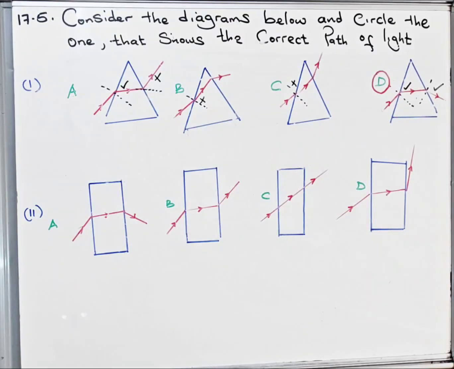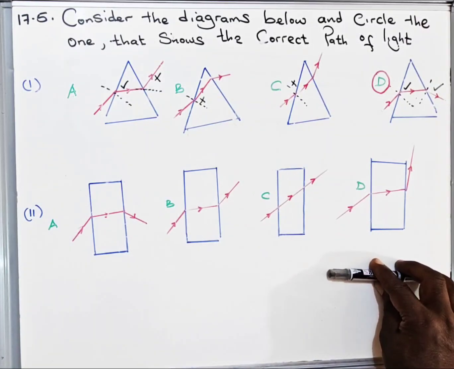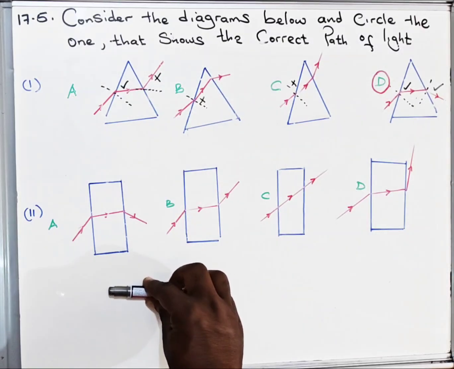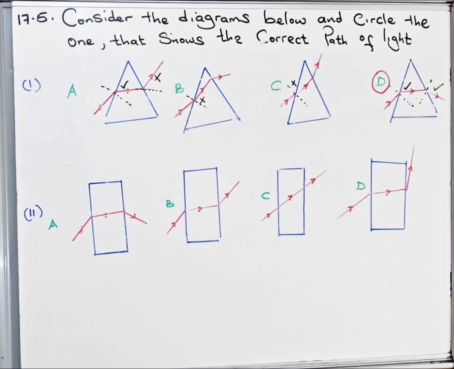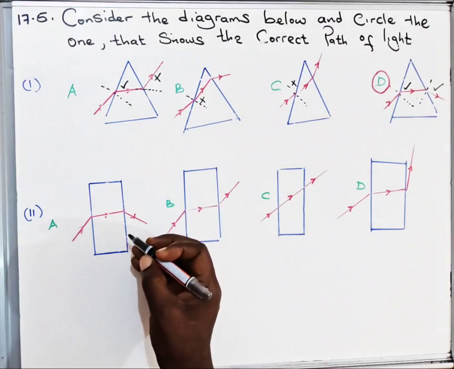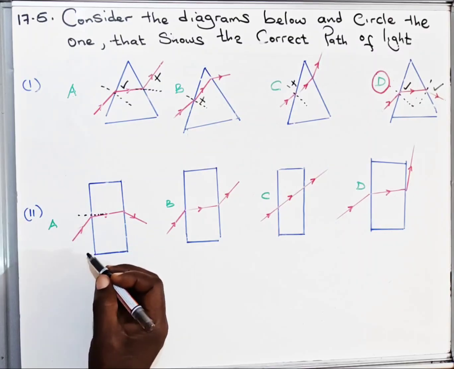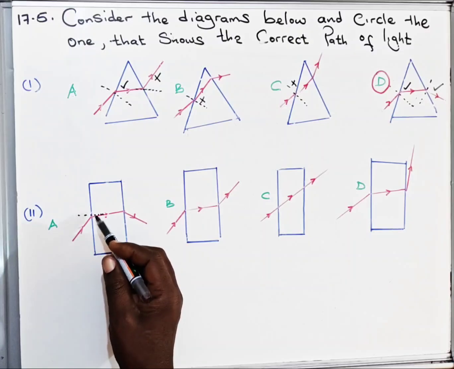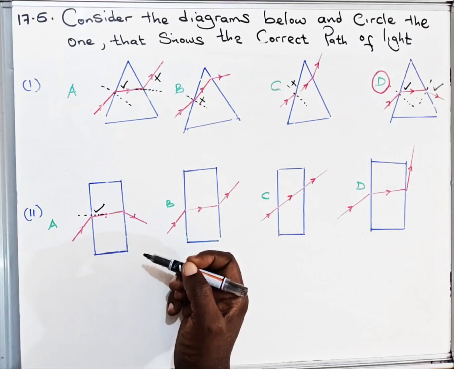Okay, then we come to this one. We have this series of diagrams indicating the path of light, and our job is simple: to identify which one is correct. Let us look at the normal. The normal here is this one. Our light entered and it bent towards the normal, so this part is correct.